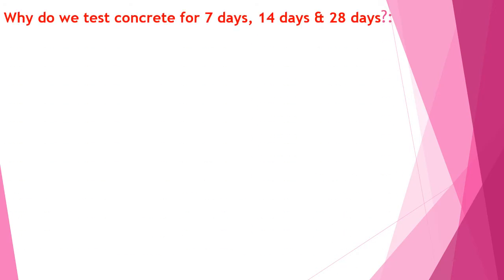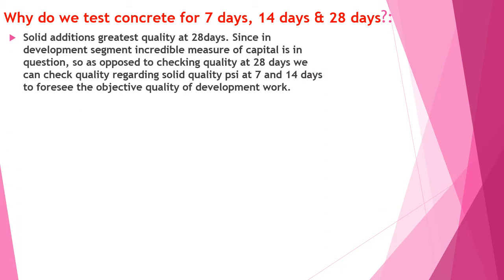Why do we test the concrete for 7 days, 14 days and 28 days? Concrete attains its greatest quality at 28 days. Since in construction, waiting for that amount of time is a question, as opposed to checking quality at 28 days, we can check the concrete strength in pounds per square inch at 7 and 14 days to predict the target strength of the construction work.